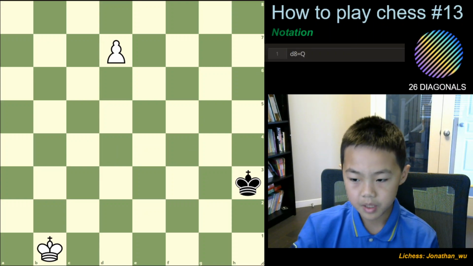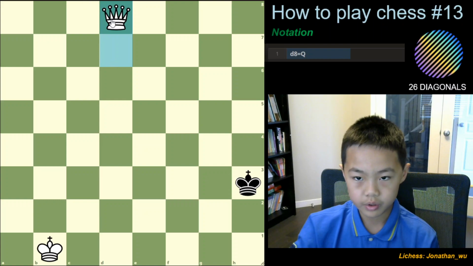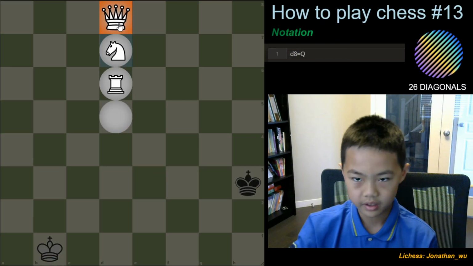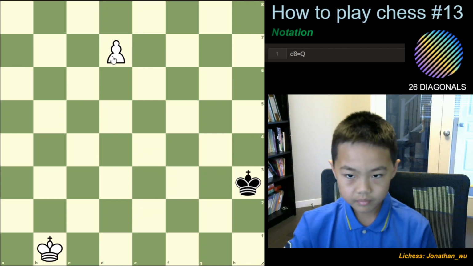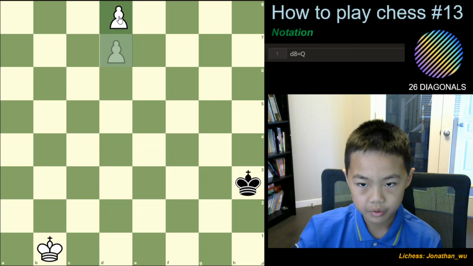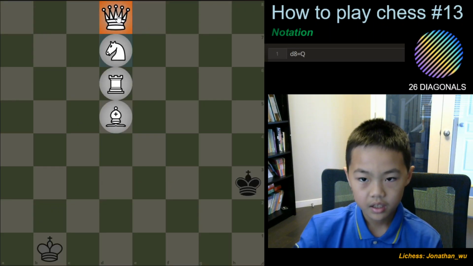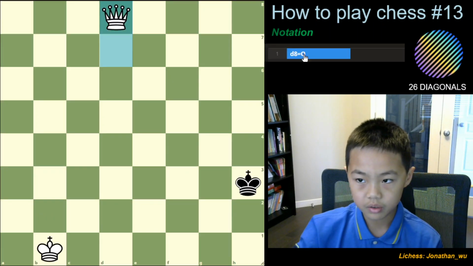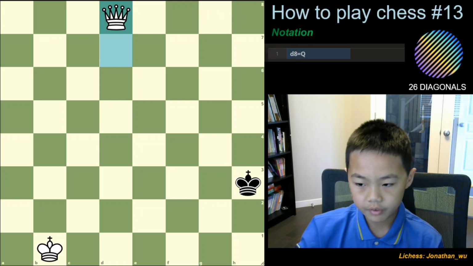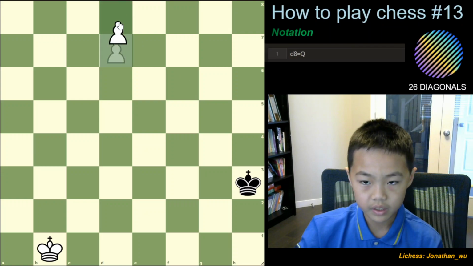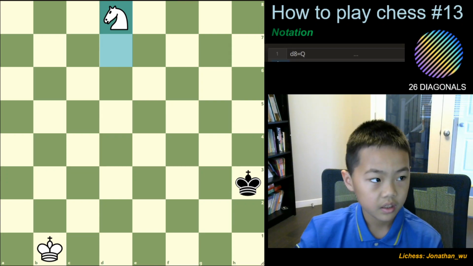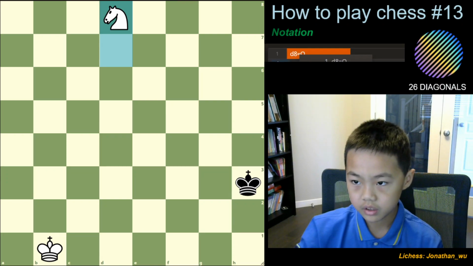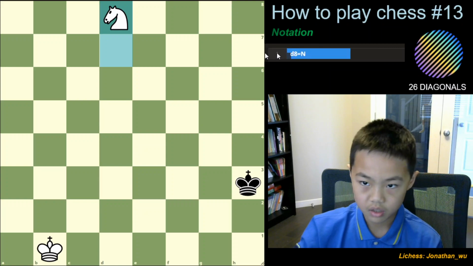So in this case, maybe white promoted into a queen. You could promote it into a knight or something, but I'll show you that later. When it reaches the end of the board, you would still write d8, and then when you promote to queen, you write equals q. If you wanted to promote it to a knight, then you would write d8 equals knight. I'm not sure you can see that. Oh, so you can see d8 equals knight.